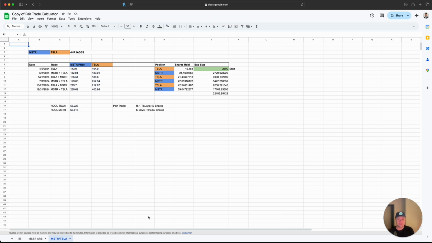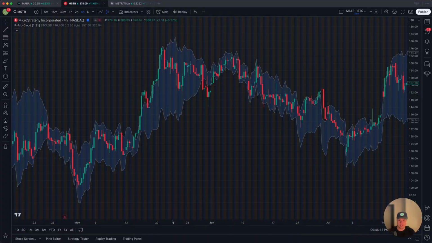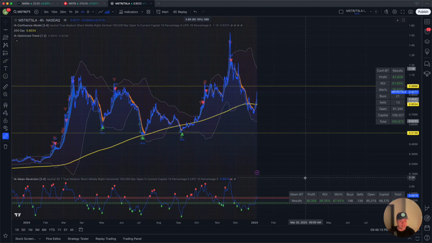I find this is a lot more tricky. And the way that I do it is I lean on IADSS here and mean reversion. For example, here we got a big buy signal and mean reversion was really low.